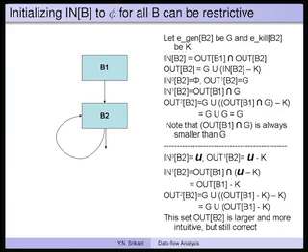What about out 2 of B2, second iteration of B2? This is again G union in B2 minus K. So, that is out B1 intersection G, in B2 minus K. So, the same equation in B2 minus K, we have replaced in B2 by out B1 intersection G, and here is K.